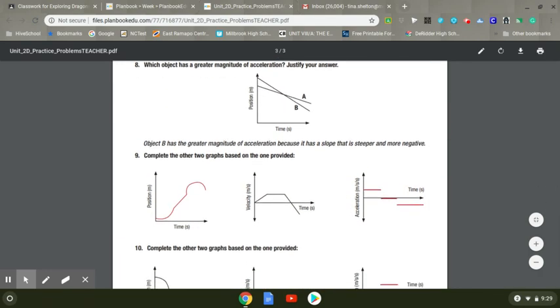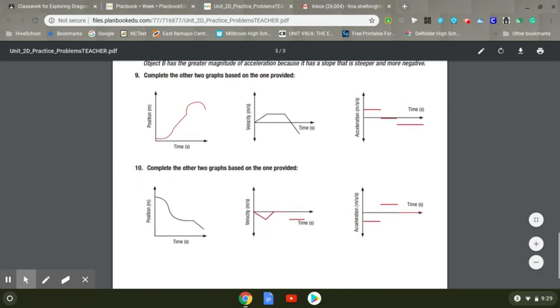So which object has a greater magnitude of acceleration? And so B has the greater magnitude of acceleration because it's a slope that is steeper and more negative than A. And then it says complete the other two graphs based on the one provided. And so these would be what your graphs would look like at this point. So the one on the left is what's provided, and then the other two are your velocity versus time graph and your acceleration versus time graph for that line.